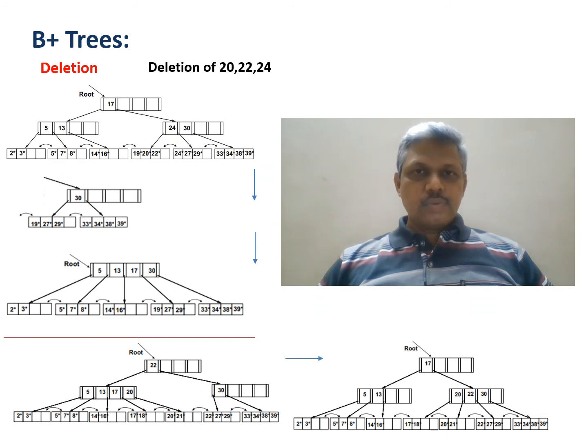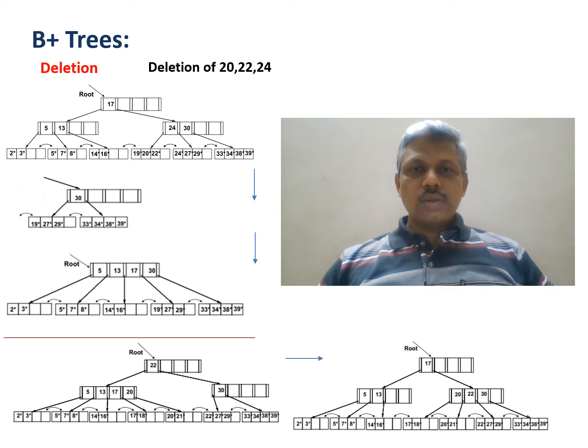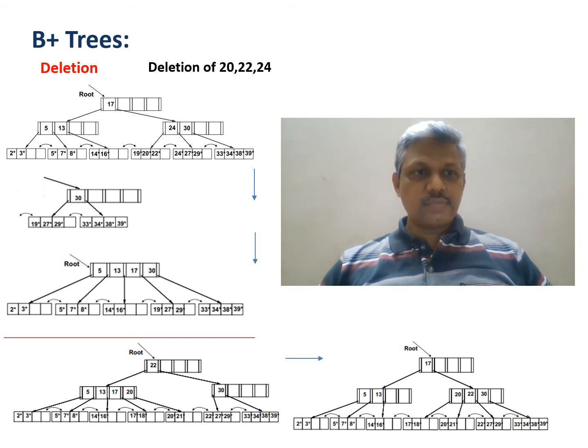Now we'll see an example of deletion. Let us consider a tree with height 2 with the root node having the value 17, and 5, 13, 24, 30 at the first level, and then the remaining data nodes, 2, 3, 5, 7, 8, 14, 16, and so on. Now if I want to delete 20, starting at the root node, 20 is greater than 17, so go to the right and go to the 24, 30 node. 20 is less than 24, go to the left child of that. 19 is the starting value, trace along that. 20 is the second value, so you can remove the value 20 from that data node.